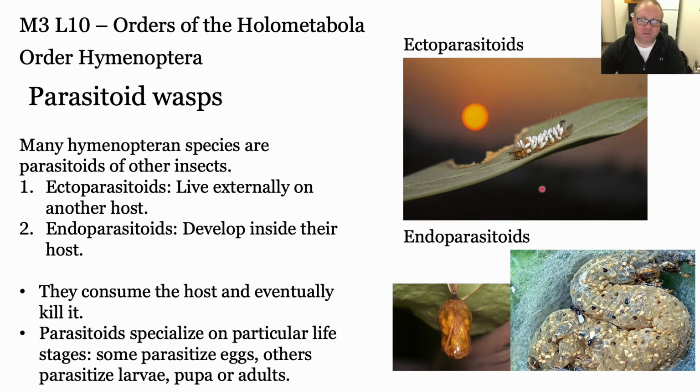This is kind of a picture of that. These are a bunch of parasitoids on this caterpillar. Endoparasitoids, this really gross thing down here, is a caterpillar full of internal parasitoids. They develop inside the host and they eat it out while they're developing and then hatch out. They're kind of nasty little critters, but pretty cool as well.